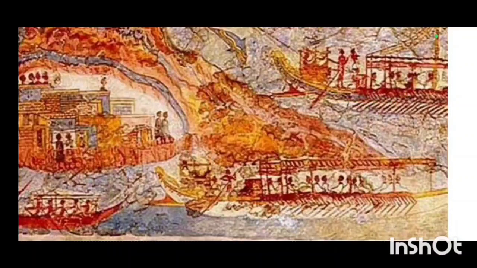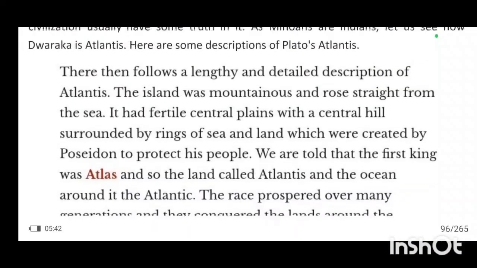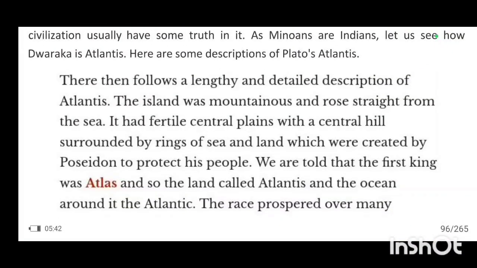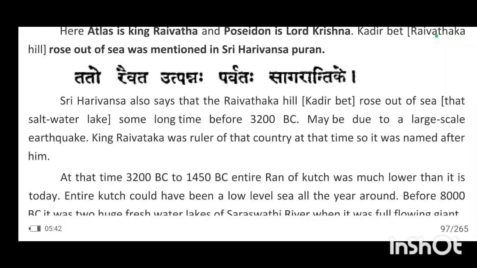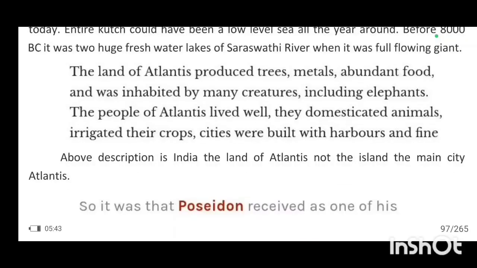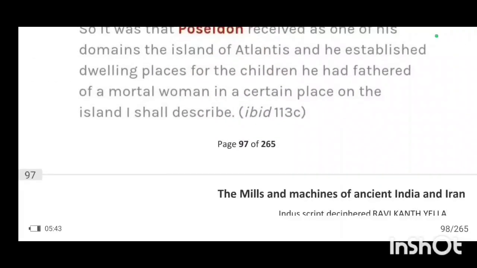That is one ship of Komati people, Chettiar people on the east coast, and this is a Marwari ship from the west coast, Dholavira or Sindh. This is how Atlantis is explained, and this is how Khadirbet or Raivataka is explained, as it rose from the sea due to an earthquake.